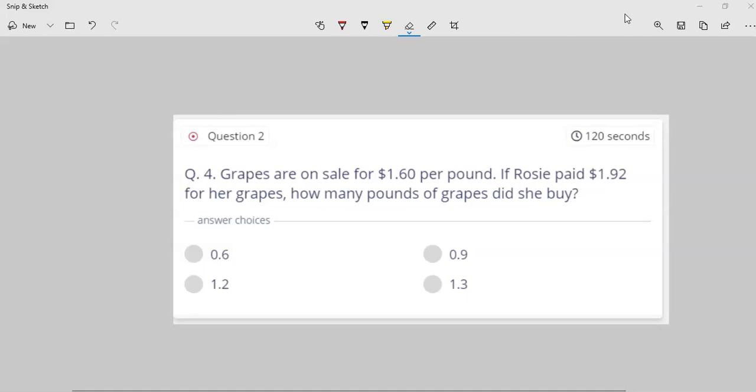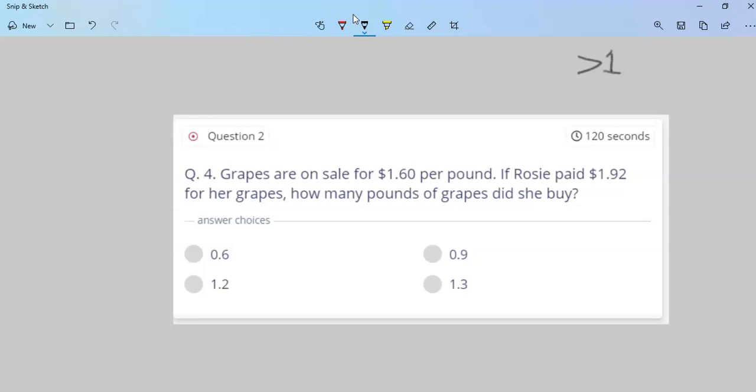Well, clearly she bought more than 1 pound because they're $1.60. If she bought exactly a pound, then her total sale would be $1.60. However, she paid a little bit more than that, so we know the answer is going to be greater than 1. So it's good to know that. If we get some kind of an answer that is really strange, we want to take another look at how we did our arithmetic.